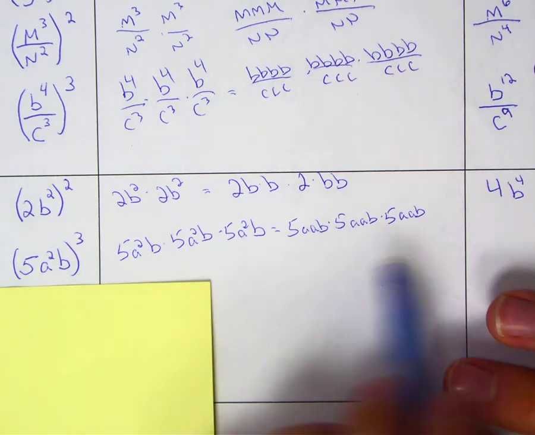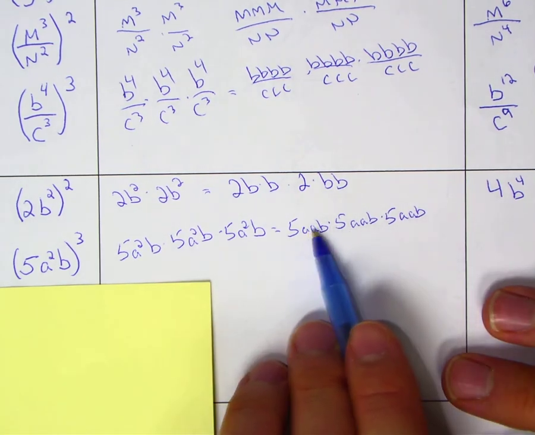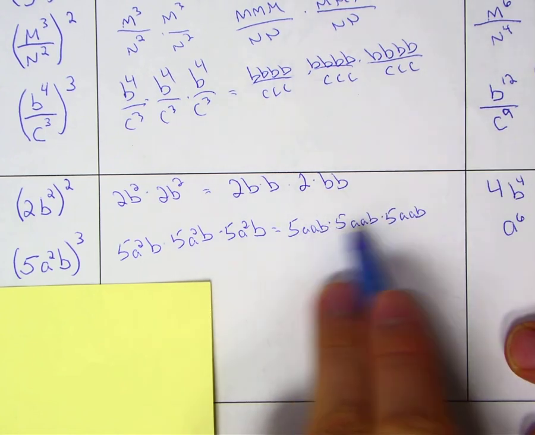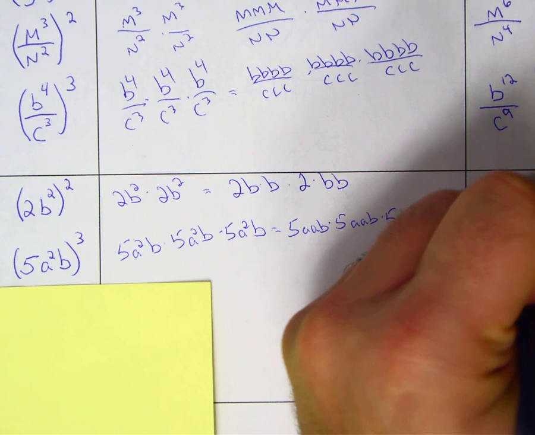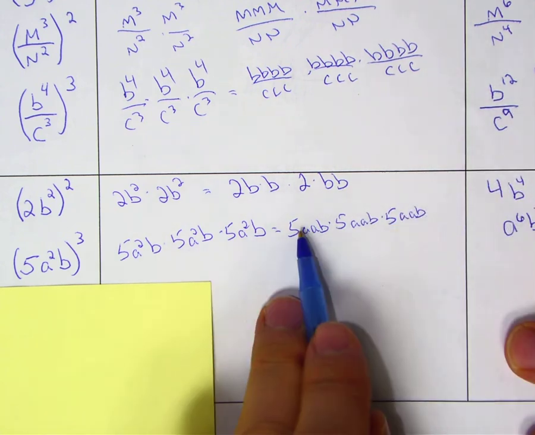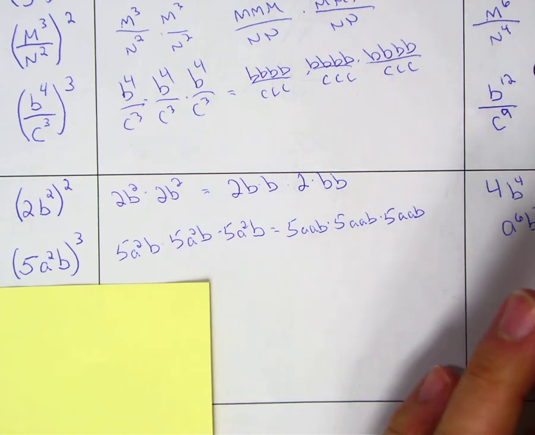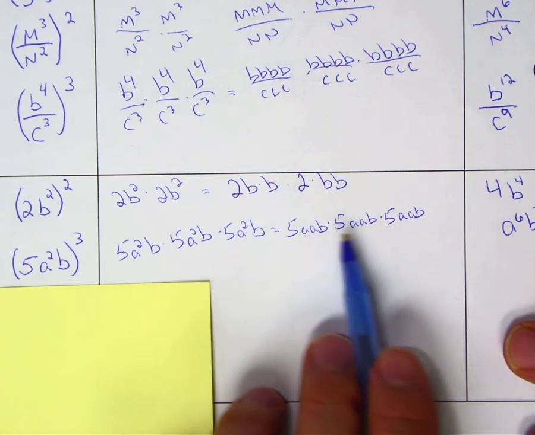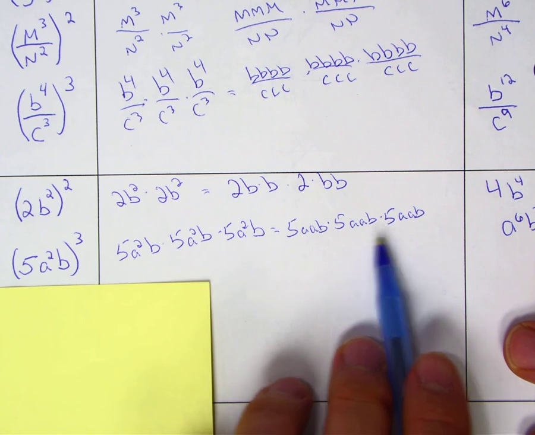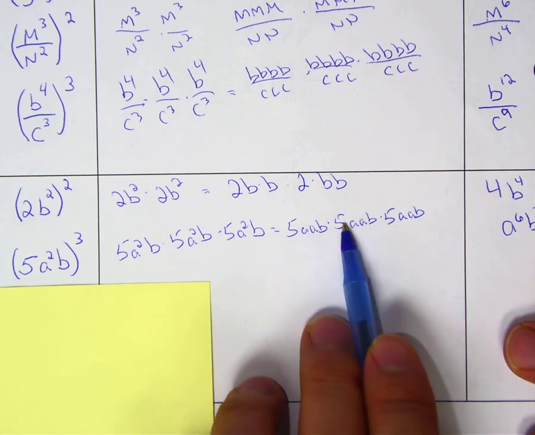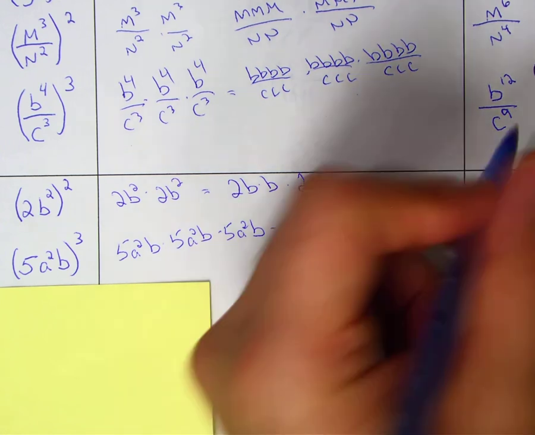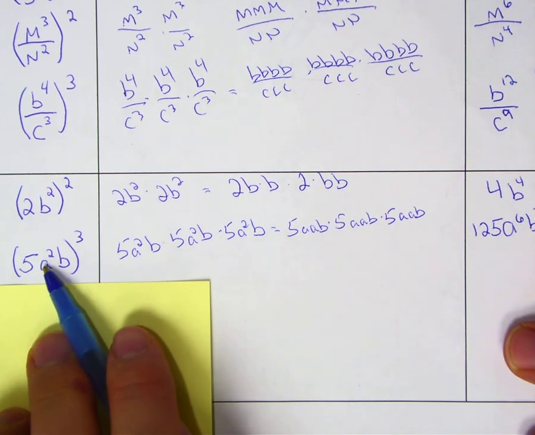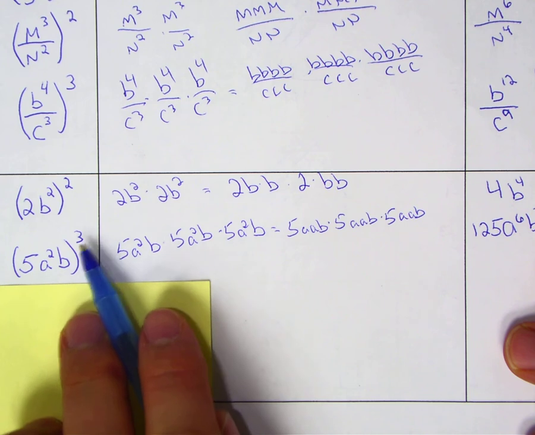So now let's just figure out what we've got here. We've got 1, 2, 3, 4, 5, 6 a's. So that's a to the 6. We've got 1, 2, 3 b's. So that's b to the third. And we've got 1, 2, 3 5's. So that's 15, right? No, it's not 15. 5 times 5 times 5 is not 15. 5 plus 5 plus 5 would be 15. So 5 times 5 is 25, and 25 times 5 is 125.